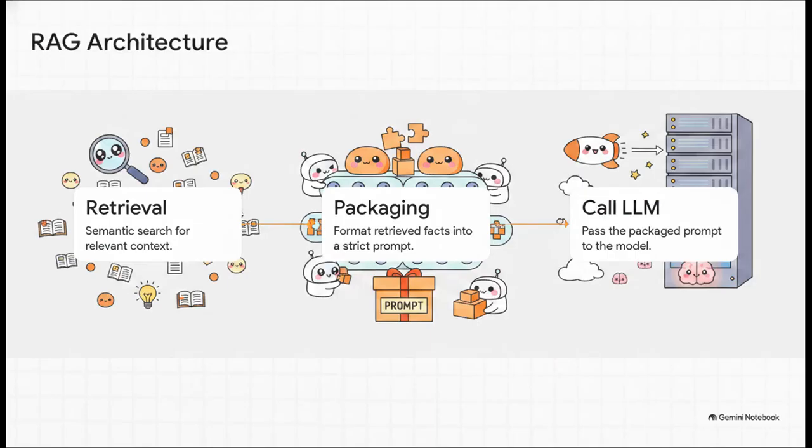The assembly line for this RAG architecture operates in 3 very distinct, highly coordinated engineering steps. First, we have context retrieval. Second, we package the prompt. And third, we call the LLM backend. Let's break down exactly how each of these steps works right now to create a genuinely smart AI application.